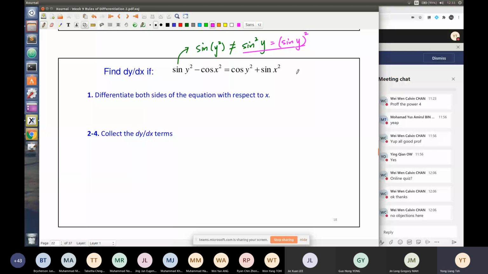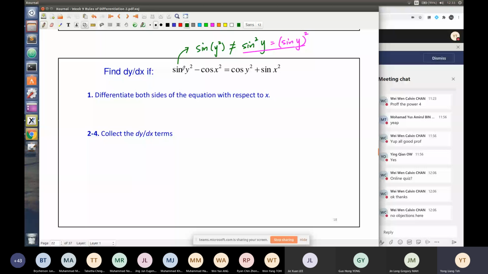Okay, so don't mess up this part, please. Sine of y square is not the same as sine square y. You can't just move the square anyhow. So now, differentiating: because you have sine of y square, you need a chain rule here. So you need a chain rule within a chain rule.